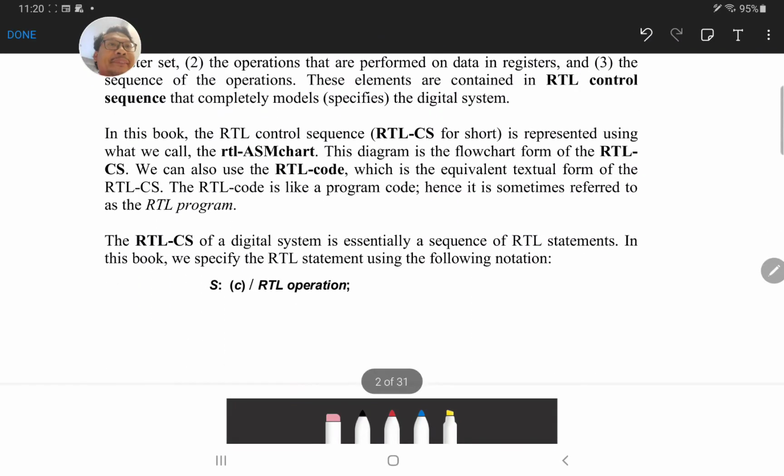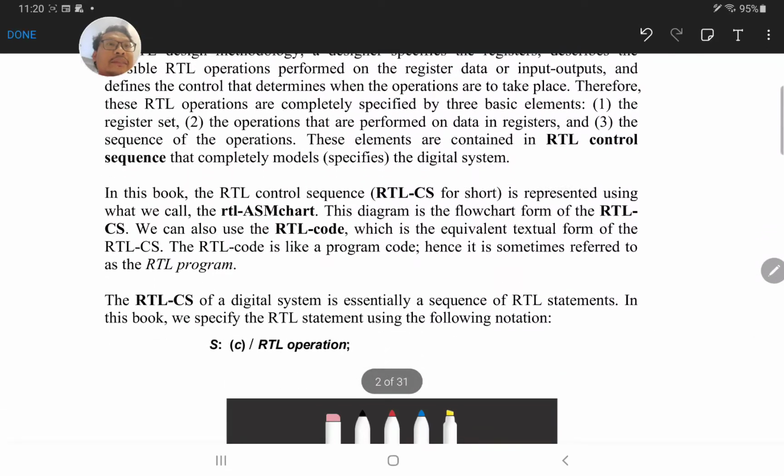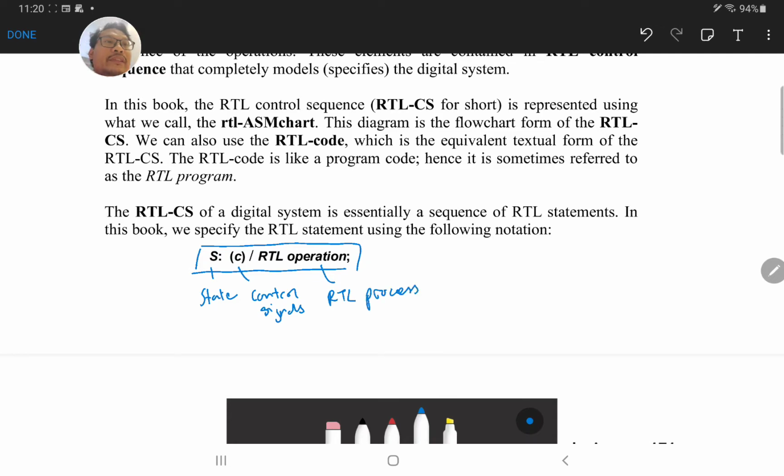What we need to know for the course is basically the syntax that we are going to use. The first syntax that we need to understand, if we go down here, is this one: the S C RTL operation. S here is your state. I'm in current state S, and C here is your control signals, and here is your RTL process, or operations.